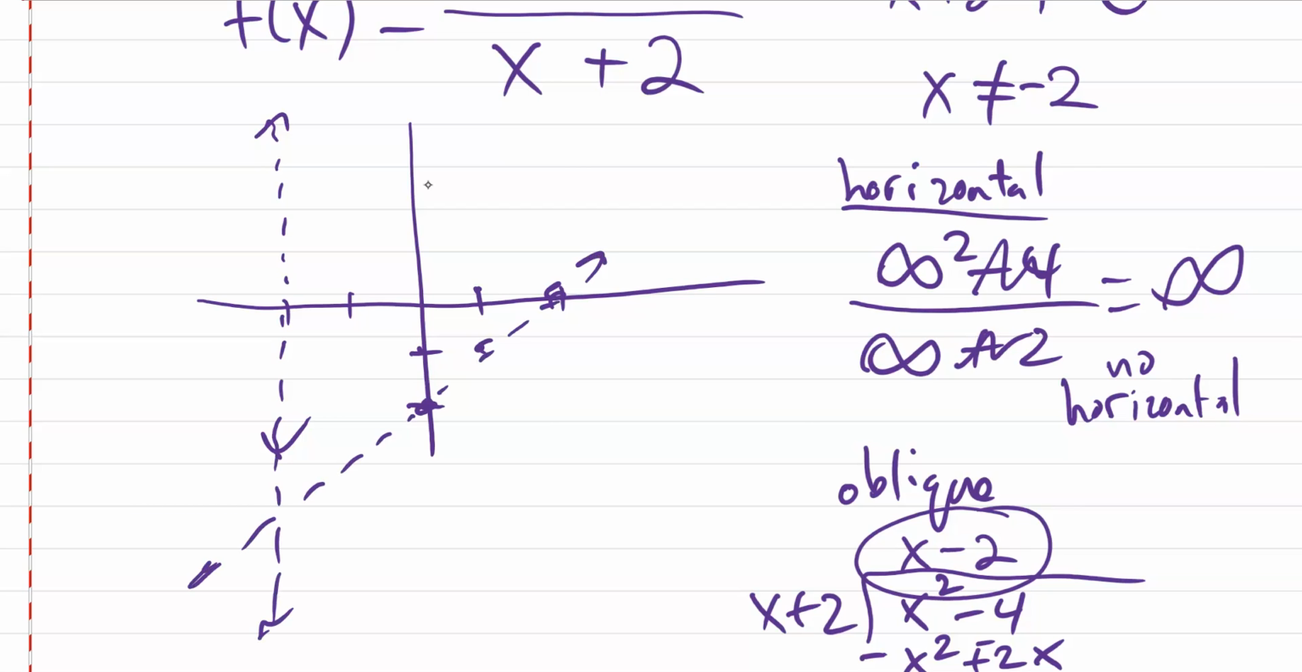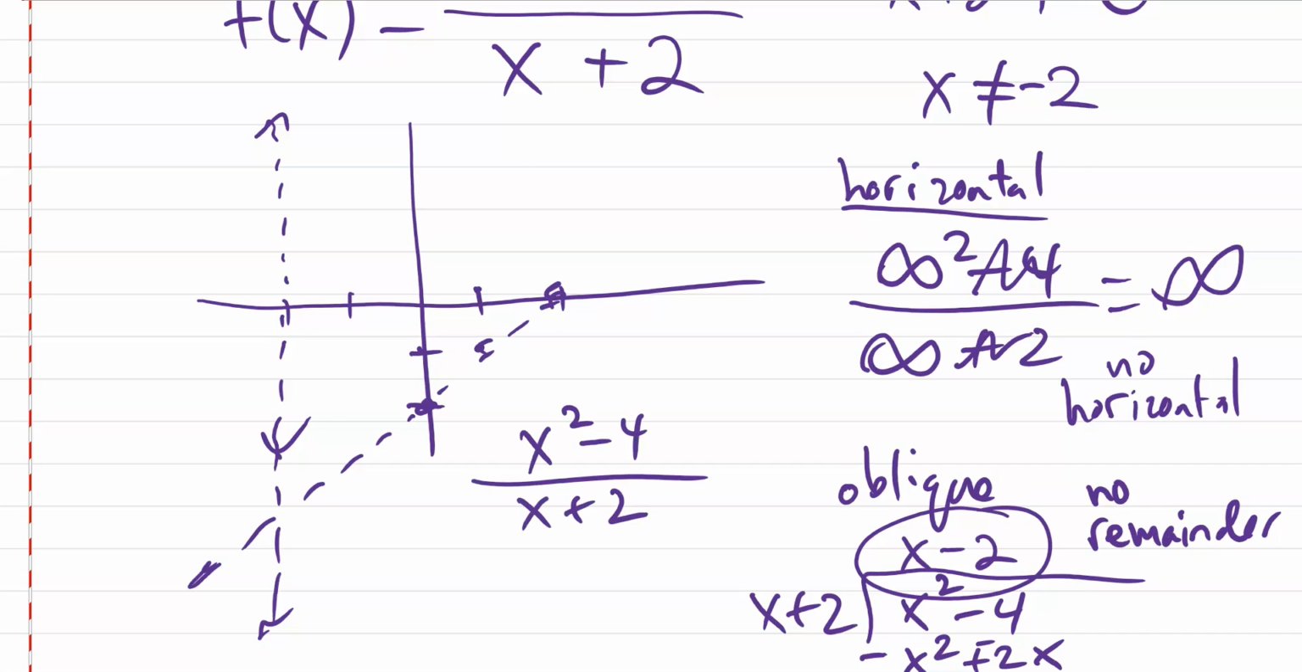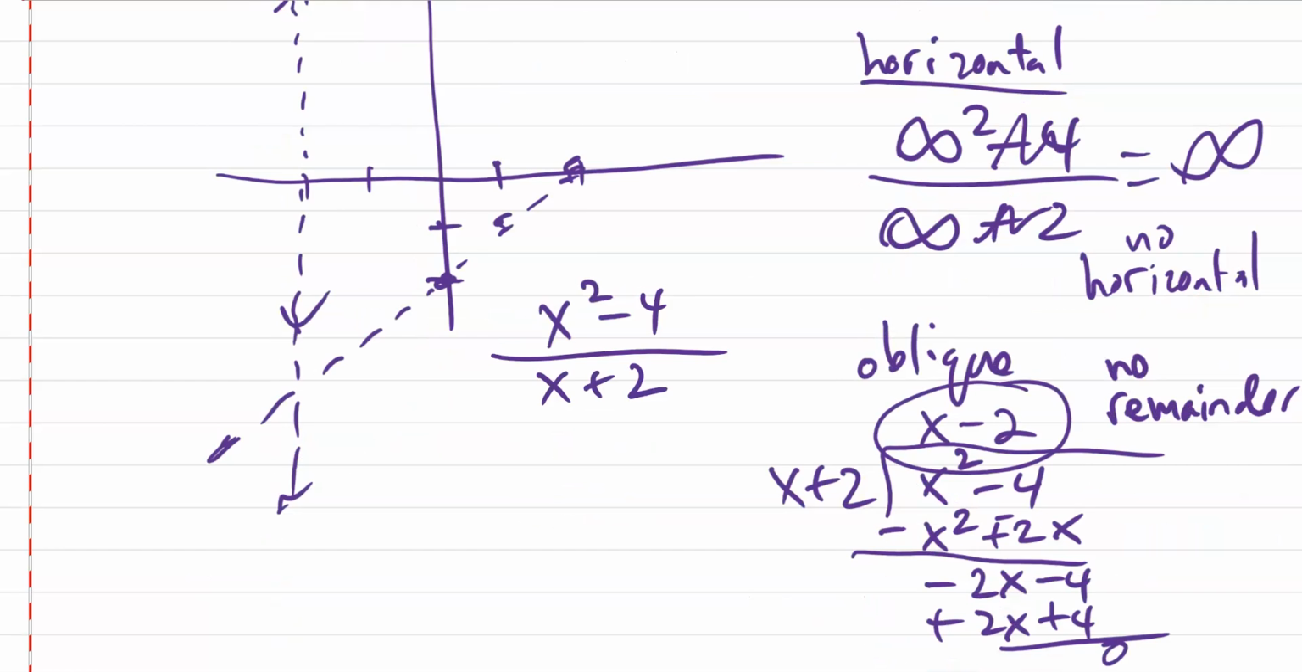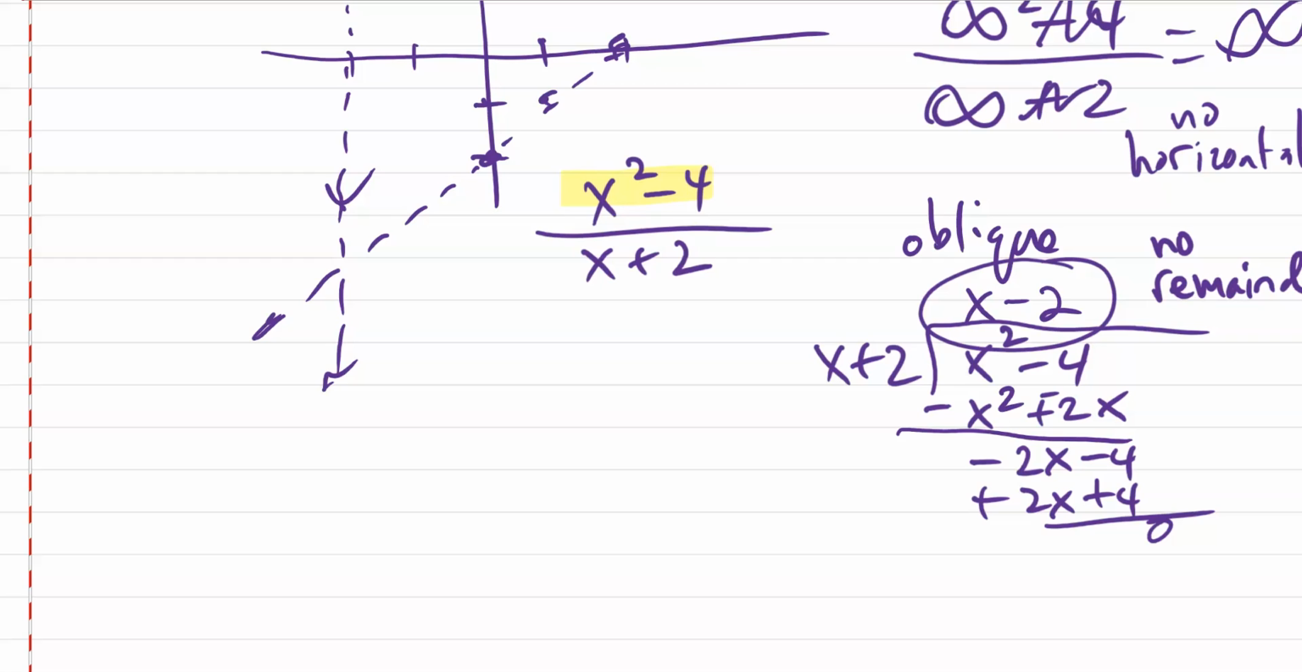So it's tempting to kind of do our little obliqueness, right? I already told you this was a special one, because there was no remainder. Basically what's happening is, if I had x squared minus 4 over x plus 2, I could have factored that x squared minus 4 to make x minus 2, x plus 2.